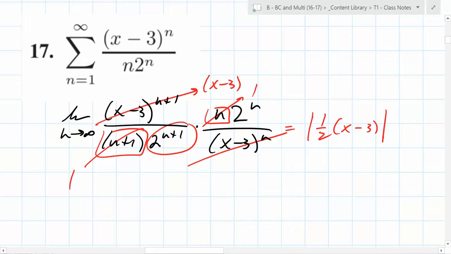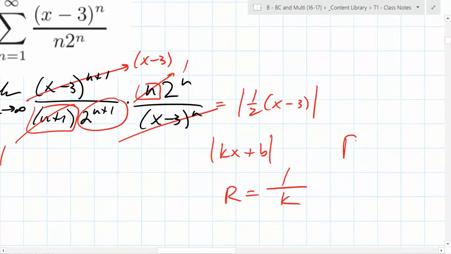Does it change the radius of convergence? No, the 3 moves where the interval is, but does it change the radius of convergence? No. So really, if you end up with kx plus b, what's the radius still going to be equal to? 1 over k. So in this case, the radius is still what? 2, 1 over a half. Because all that minus 3 does is move where the interval is.